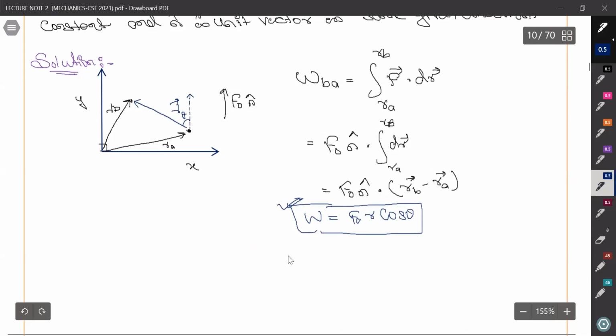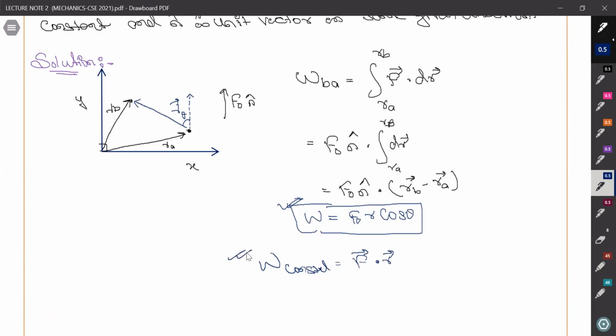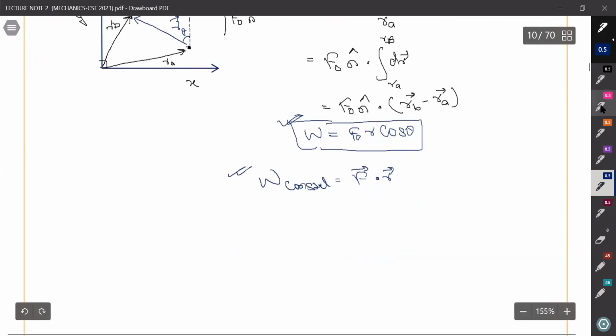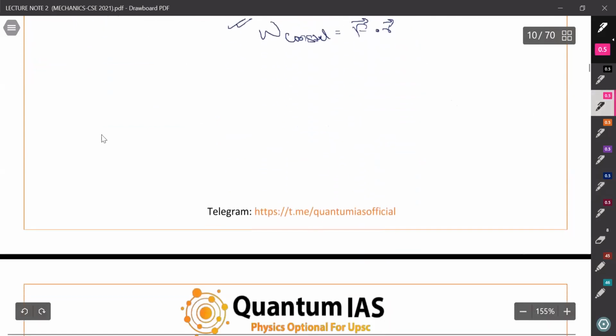So what can we conclude? If a constant force is acting on the particle, we can simply write that work done by a constant force is F dot R. We can use this directly. That is what we wanted to conclude from this question. Next, these are easy questions, just to refresh your concepts.